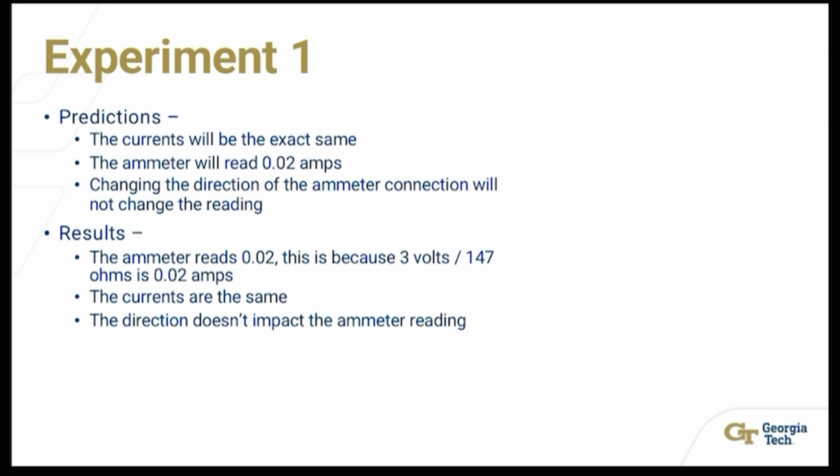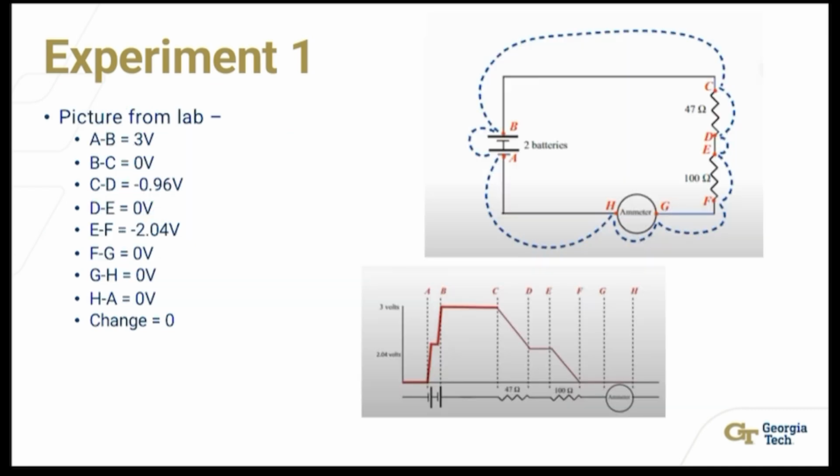Under the first experiment, we predicted that the currents will be exactly the same, the ammeter will read 0.02 amps, and changing the direction of the ammeter connection will not change the reading. For these results, we found that all of these were true, and the ammeter reads 0.02 because 3 volts divided by 147 ohms is 0.02 amps.